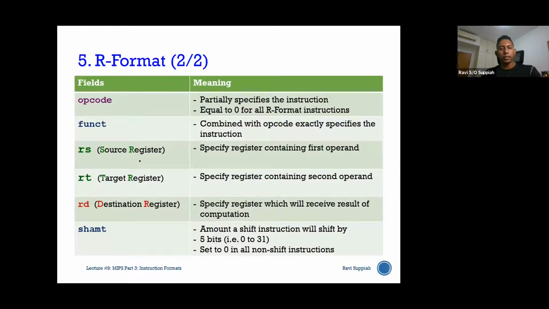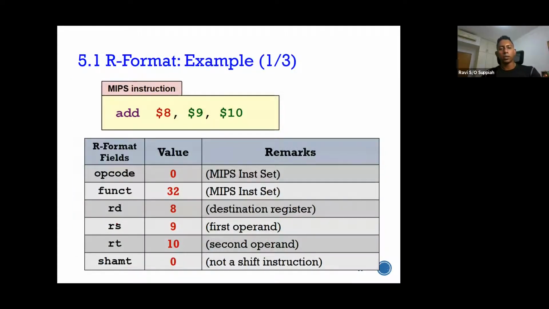So that basically specifies the different parts of the instruction for the R format. Now let's look at this. This is an add instruction, and this is what we call an R type instruction or R format instruction. Why? Because all three parameters are specified as registers.